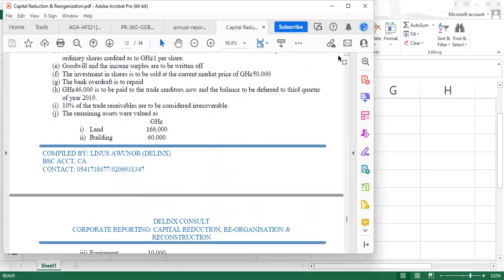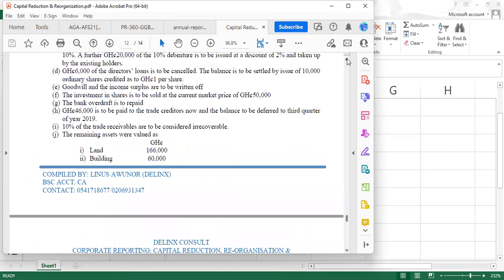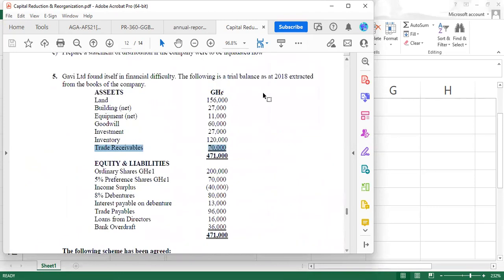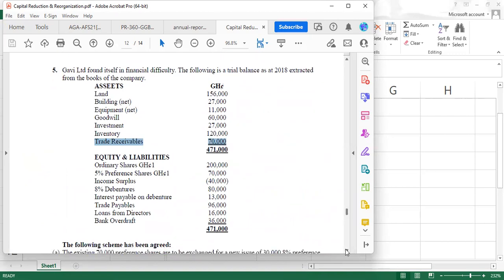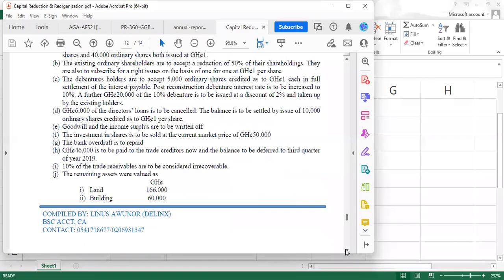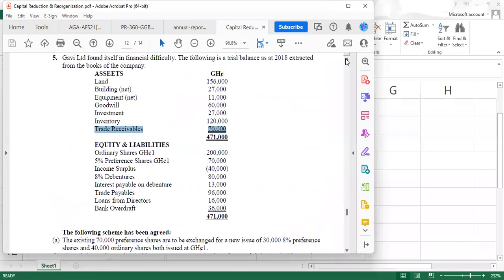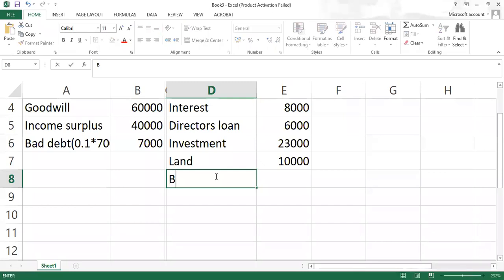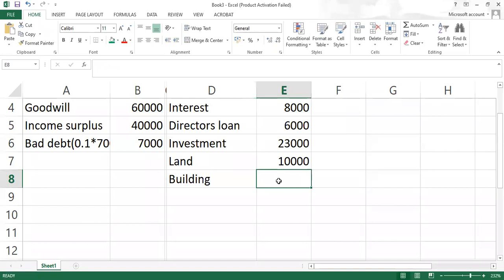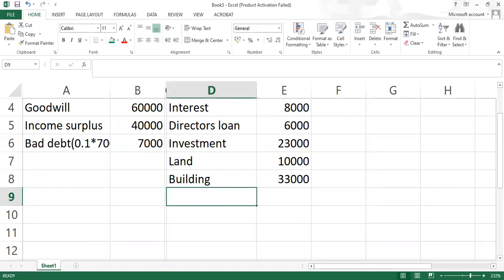Building is what? 60,000. Then you ask yourself, how much was the building first? Building was how much? 27,000. But now it's how much? 60,000. What is happening? 33,000 gain. So it will be a gain, isn't it? Yes, sir. So we have 33,000. Right? All right. Let's count to the next asset.